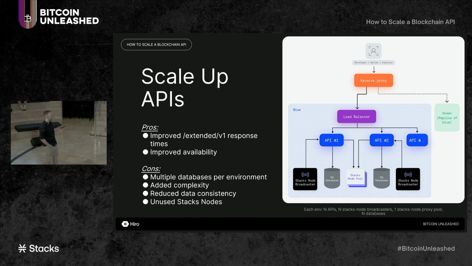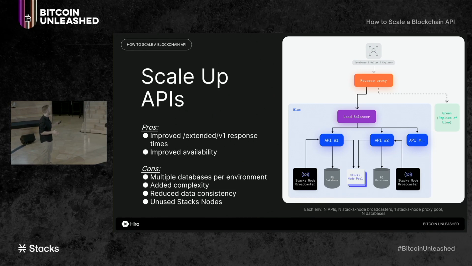This was like sometime maybe like July of last year. And each API had its own dedicated database. So traffic was coming into these multiple APIs. You could have 2, 3, 4, 5, as many as you want to service the traffic needs. And each one would have its own database. And each one would have its own Stacks node broadcasting events to its corresponding API. So as you can see, this is getting pretty complex, but it met the needs. It allowed us to scale up for the short term. And response times on the extended V1 endpoint drastically decreased, which is awesome.